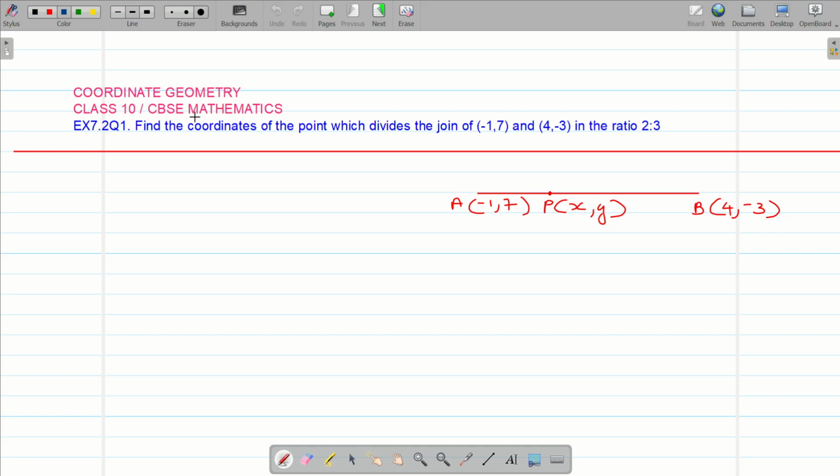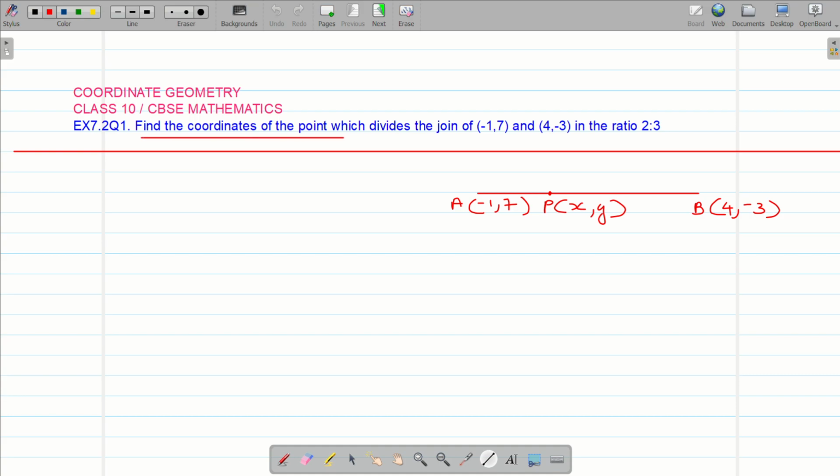Coordinate geometry, class 10 CBSE mathematics. Find the coordinates of the point which divides the join of -1, 7 and 4, -3 in the ratio 2:3. Exercise 7.2 question number 1.